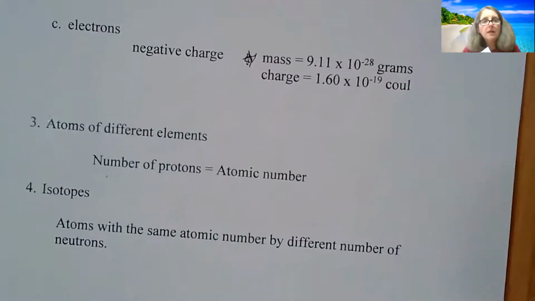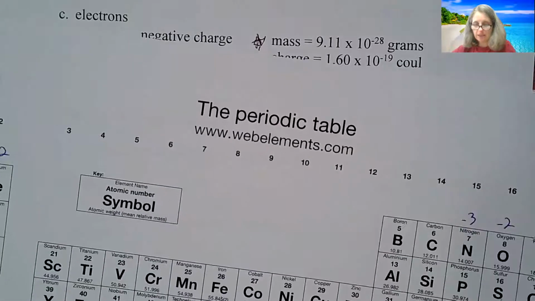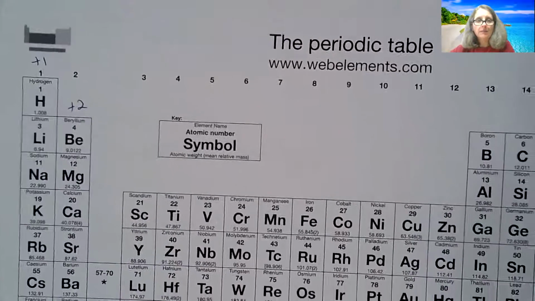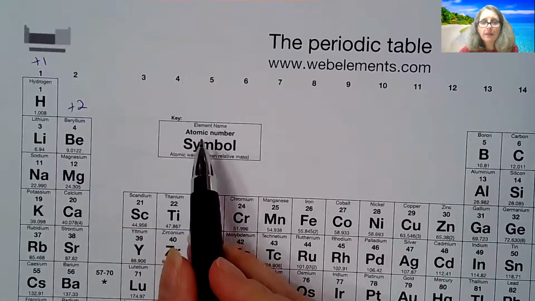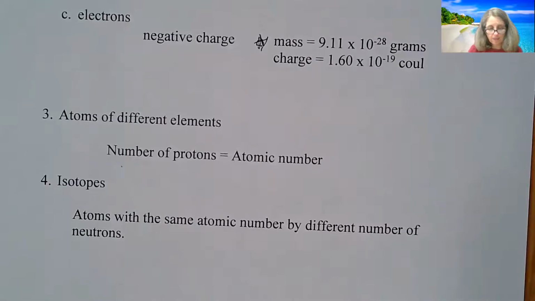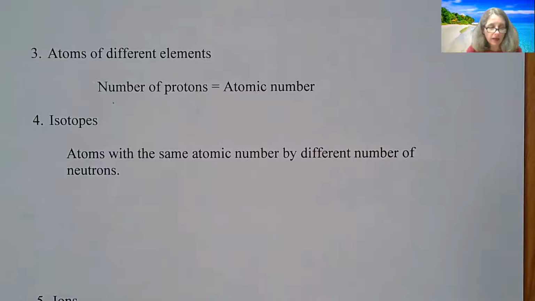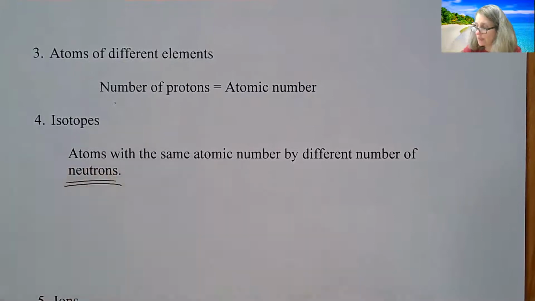Also review: atoms of different elements have different numbers of protons. So when we're looking at a periodic table, your atomic number is usually listed on the top, depending upon the periodic table that you are looking at. Mostly that's where they put the atomic number. Do note that we also have things called isotopes, and these are atoms with the same atomic number, but they have different numbers of neutrons. So that's something that we'll talk about.